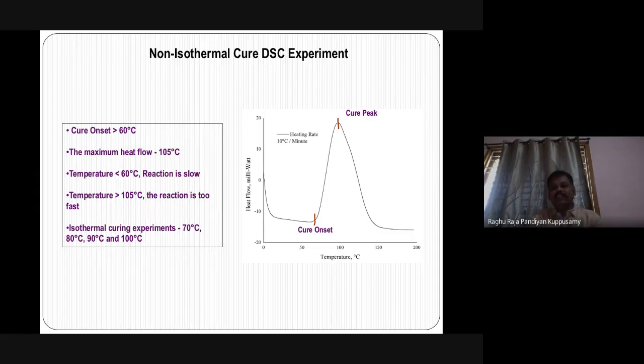And before the DSC scan, the thermal data that comes out will be missing substantial data that might be lost before the DSC starts scanning. So we have conducted isothermal curing experiments in the DSC at 70 degrees, 80 degrees, 90 degrees, and 100 degrees centigrade.